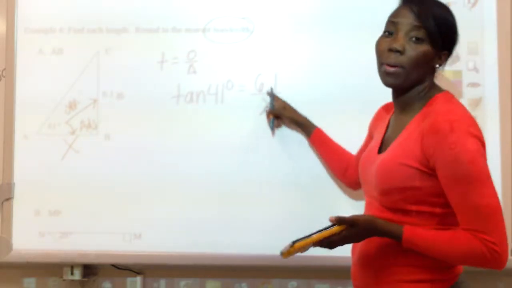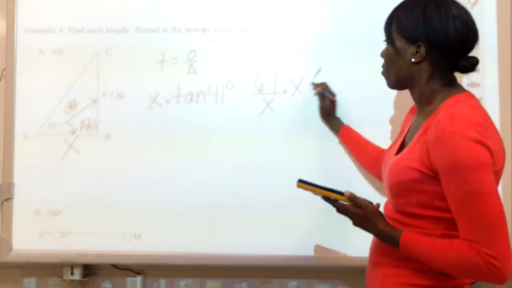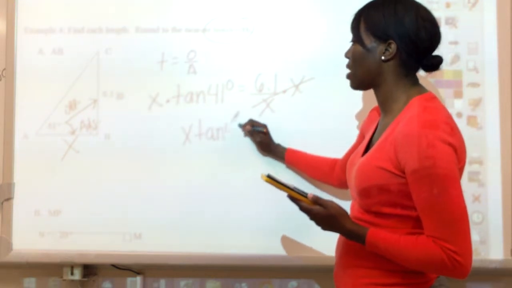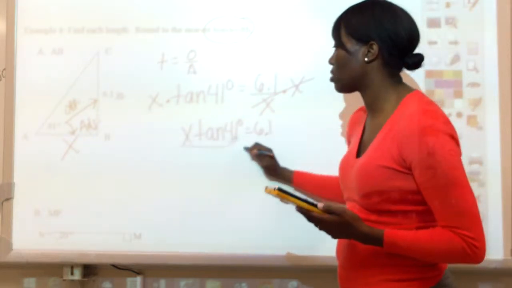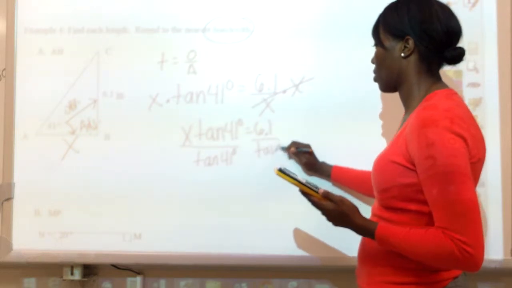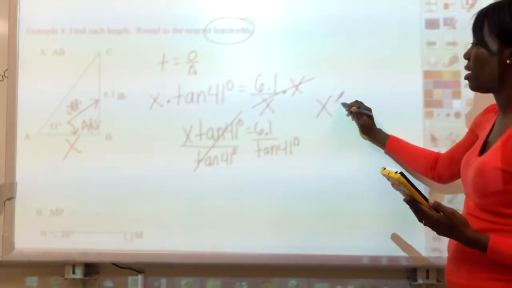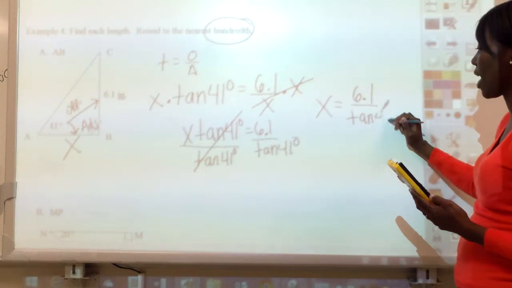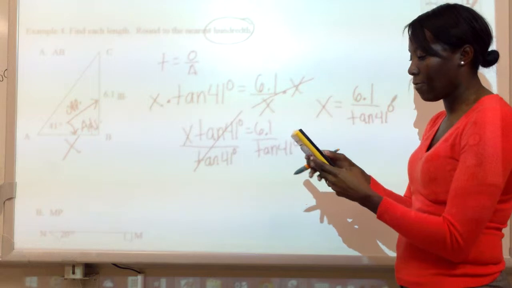So if you remember to get rid of fractions, we multiply both sides by the common denominator, which is x. Our x's cancel. We have x times the tan of 41 degrees equals 6.1. Trying to get x by itself, so we're going to divide both sides by tan 41 degrees. That cancels. And so to figure out AB, we have to put in our calculator 6.1 divided by tan 41 degrees. So I'm going to do 6.1 divided by tan 41 degrees.